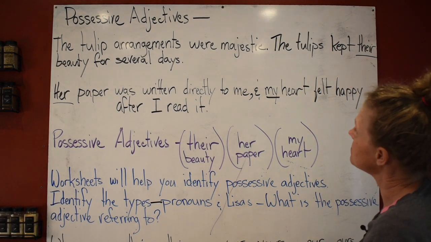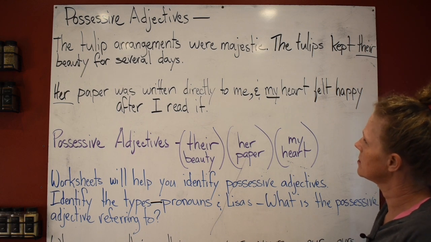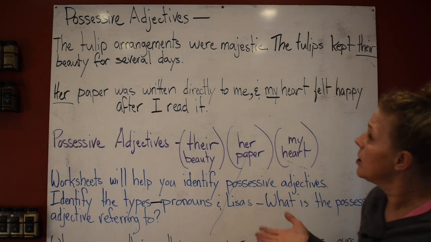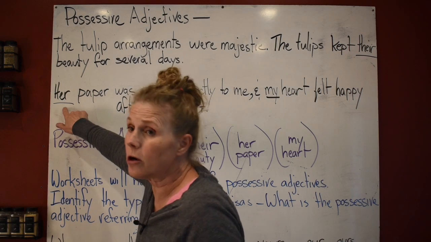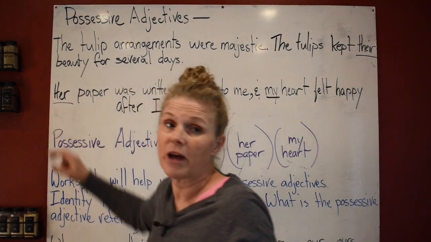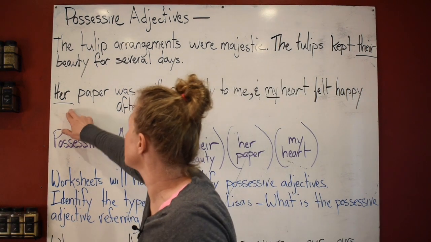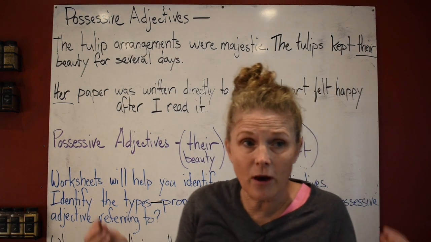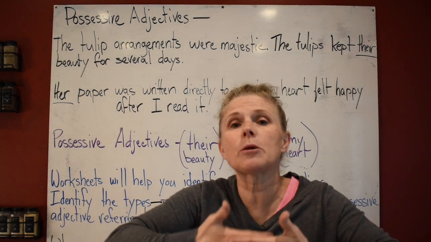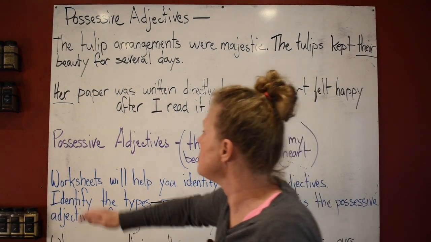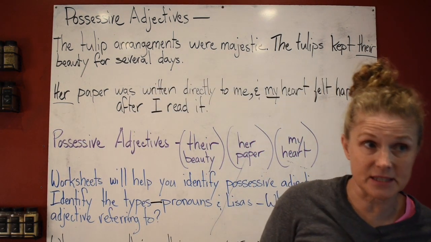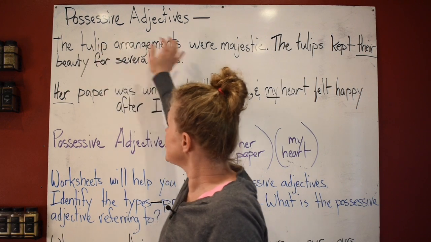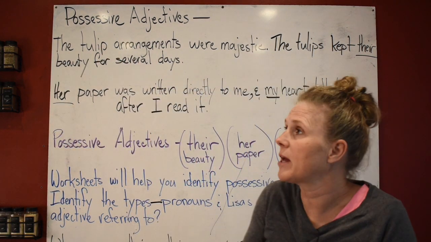That's what these are. Her paper was written directly to me, and my heart felt happy after I read it. Very good. So her paper, her, this is a possessive adjective. This is a possessive determiner that is possessing paper. Now, you think about these. When they are pronouns, when they are sitting in the pronoun family, that means that they have antecedents. Now, this is a determiner, possessive adjective, but it's sitting in the pronoun family.